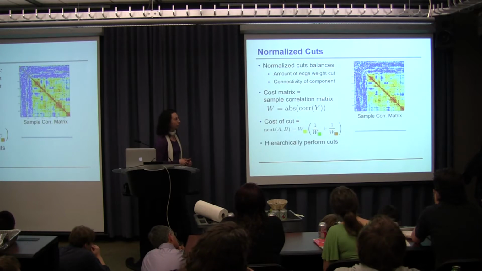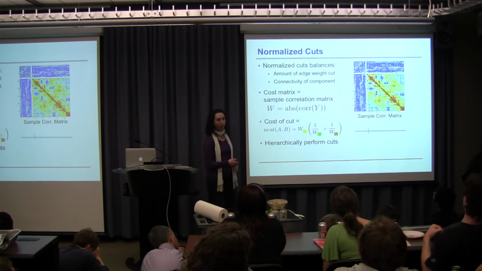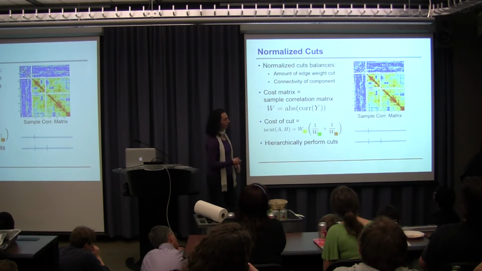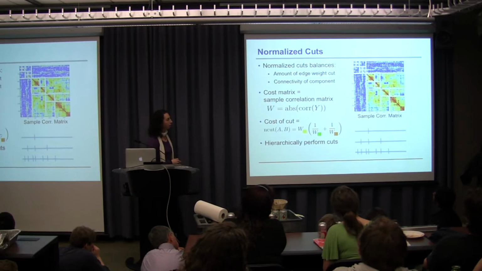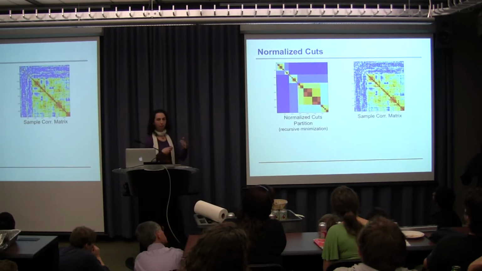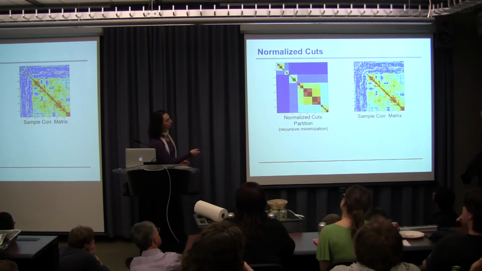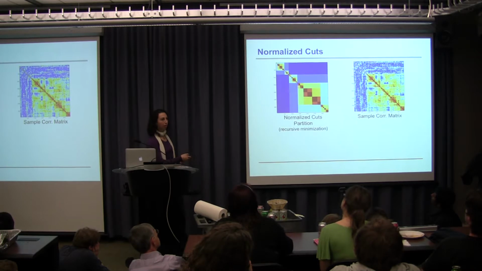Okay, so we can use this to hierarchically partition our input space by first performing a cut at the top level, then recursing on each one of these submatrices and cutting each of them, and recursing down the tree. Using that type of recursive minimization, we produce hierarchical partitions that look like this. So this is for a level 7 tree from this MEG data.